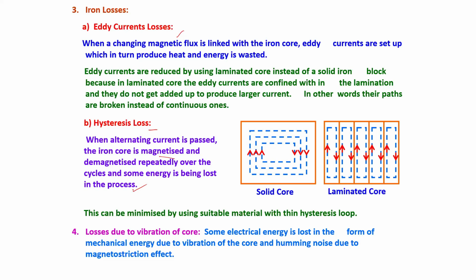And the fourth loss is because of vibration of the core. Some electrical energy is lost in the form of mechanical energy due to vibration of the core, and humming noise due to the magnetostriction effect.